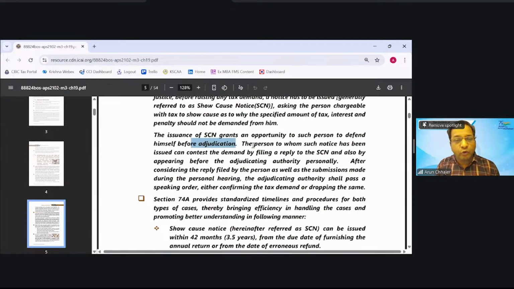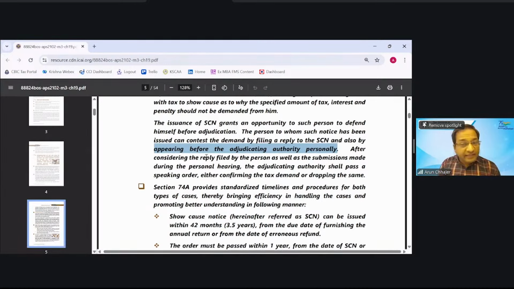The person to whom the notice has been issued can contest the demand by filing the reply to the show cause notice and also by appearing before the adjudicating authority personally. पर्सनल हियरिंग इसको क्या बोलते हैं? हम लोग जानते हैं पर्सनल हियरिंग. सो यू कैन ऑल्सो रिक्वेस्ट फॉर पर्सनल हियरिंग एज वेल. आफ्टर कंसिडरिंग द रिप्लाई फाइल्ड बाय द पर्सन एज वेल एज सबमिशन मेड ड्यूरिंग द पर्सनल हियरिंग. ये भी बड़ा इंपॉर्टेंट है. क्या इंपॉर्टेंस है? लेट मी टेल यू. The adjudicating authority shall pass the speaking order.